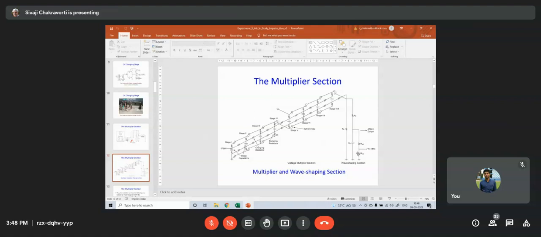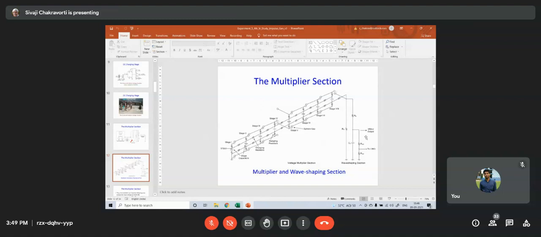Then the right side you can see is the wave shaping section. Again, you remember our discussion that this RD is the damping resistor. This has two purposes. It controls the wave front time, and at the same time, it damps out any unwanted oscillation. Similarly, RE here is in parallel. This is called the discharge resistance, and it controls the tail time.